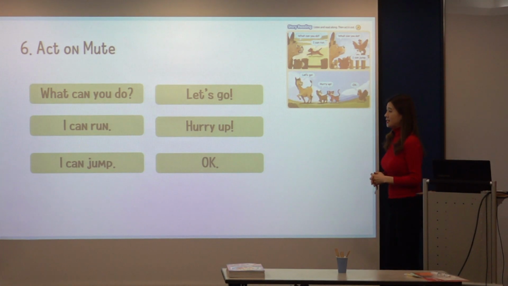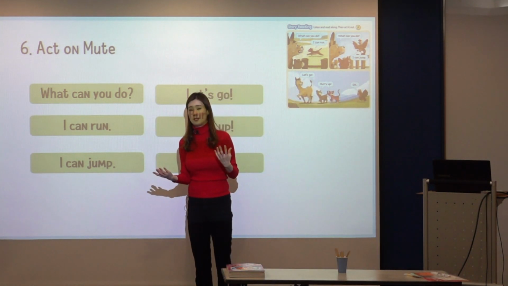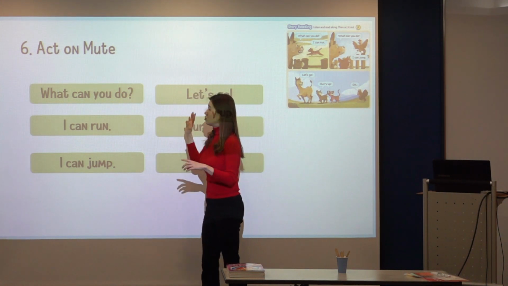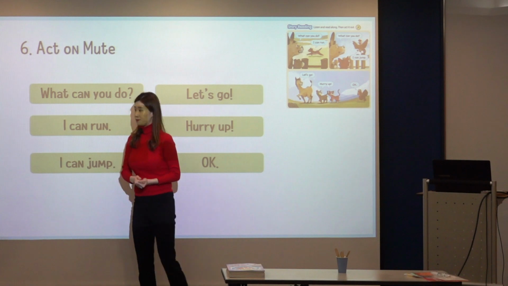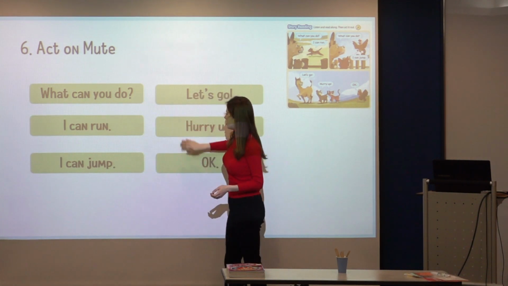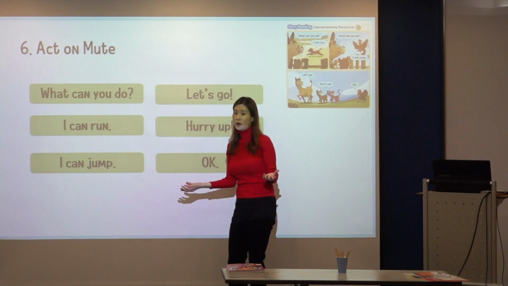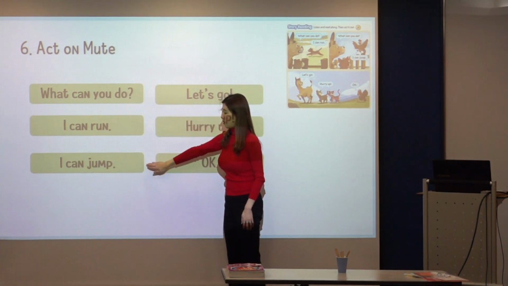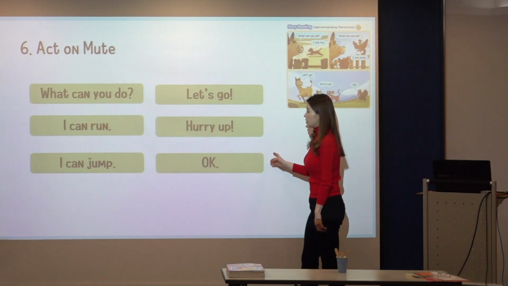Next activity is called act on mute. You know what mute means, right? Mute is no sound. So you don't say anything, but you act, you mime, okay? So these are the sentences the students know from the story or from the passage, okay? What can you do? I can run, I can jump. Let's go, hurry up, okay, all right? But this time you act.